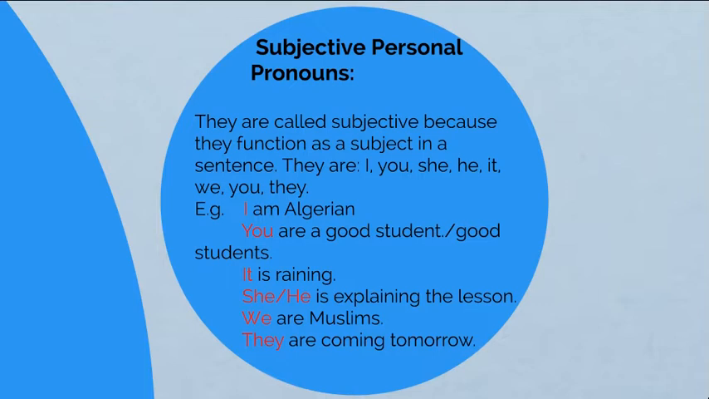For example, I'm Algerian, you are a good student, or you are good students. It's raining, he or she is explaining the lesson. We are Muslims and they are coming tomorrow.